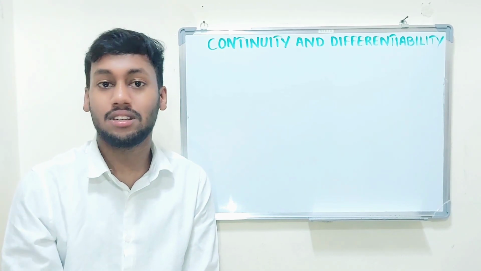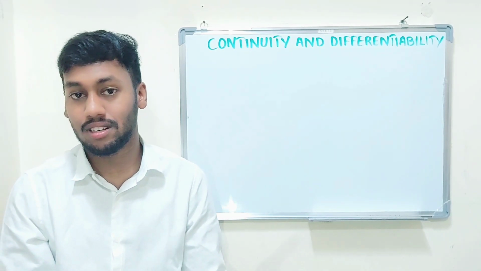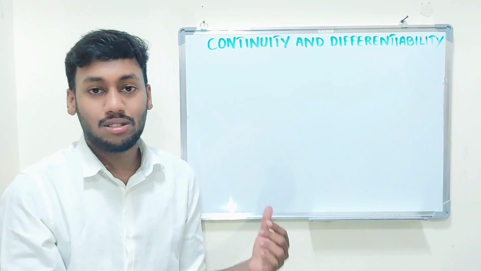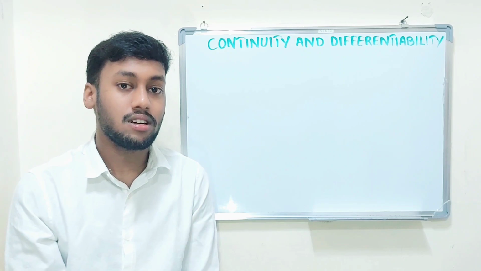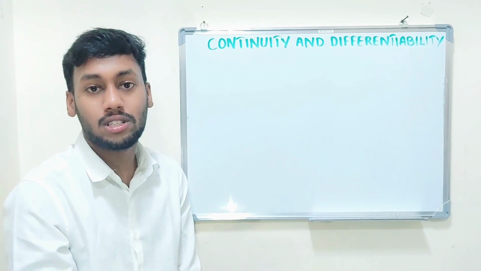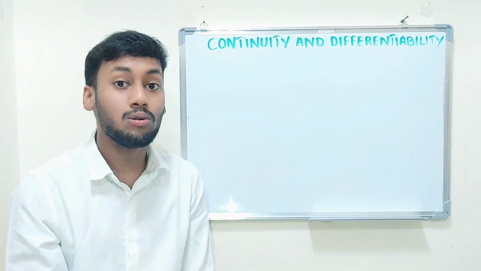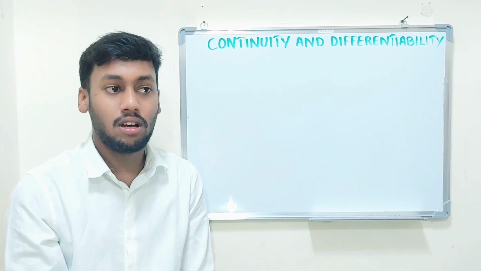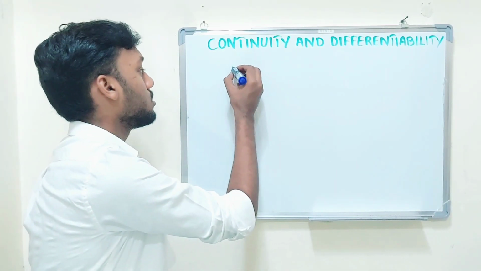Now this chapter is divided into two parts. One is continuity and the other is differentiability. Continuity, by the name itself, suggests that something needs to be continuous, right? So let f of x be a function. It should be continuous. Now how do we know that it will be continuous? By seeing its graph. So let me draw a graph for you.